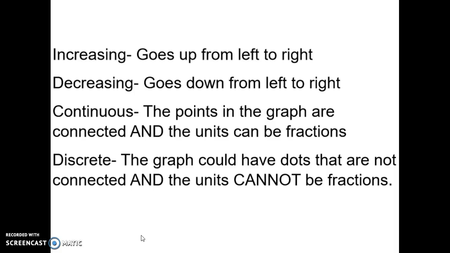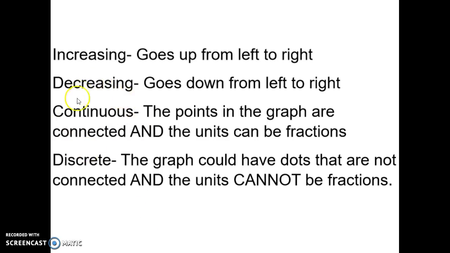Okay, so you should be familiar with increasing functions and decreasing functions. Increasing functions have a positive slope and they go up from left to right. Decreasing functions have negative slopes and they go down from left to right. Here are two new vocab terms.